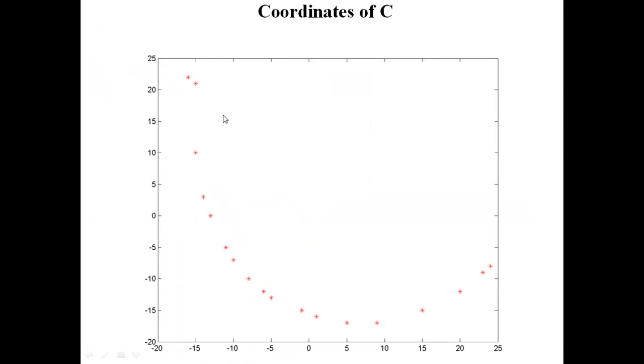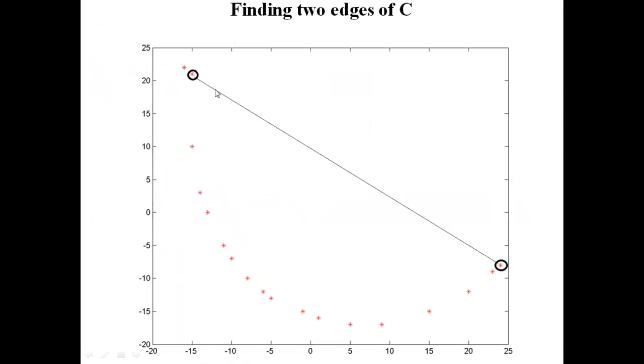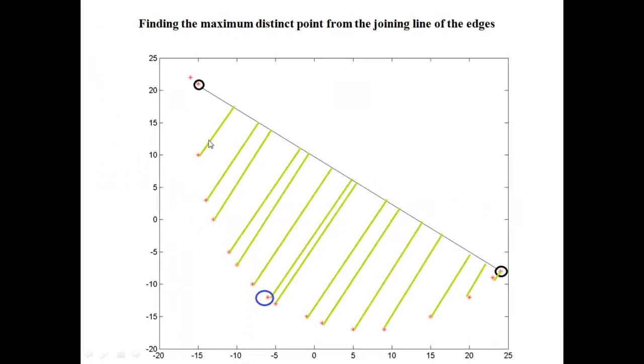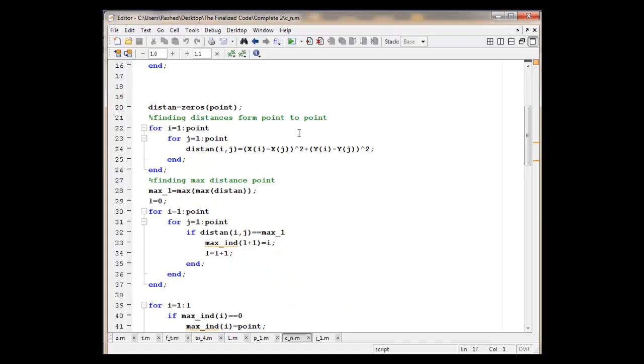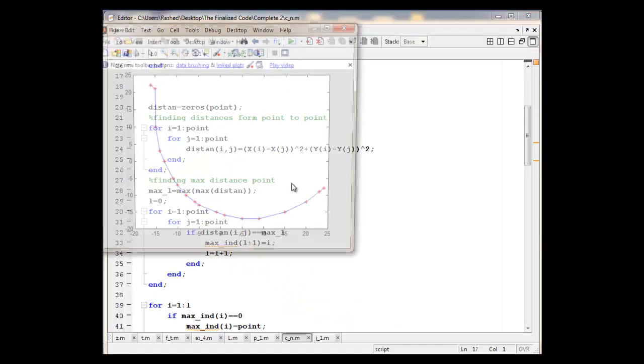For C, 2 edges were sorted out and joined by a straight line. Then the most distinct point from the line was found. Now using these 3 points, an equation of a circle was solved just like we did in the algorithm of P. All the points nearly satisfy the equation within tolerance. Here goes the code for C and this is the output.